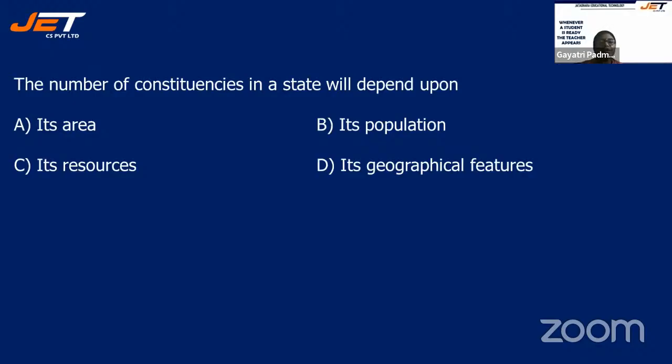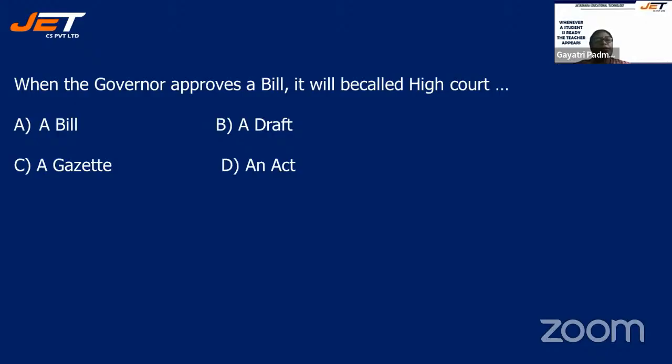The number of constituencies in a state will depend upon dash. Its area, population, resources, or its geographical features. Let's see the answer. It is its population. When the governor approves a bill, it will be called in the High Court as dash.